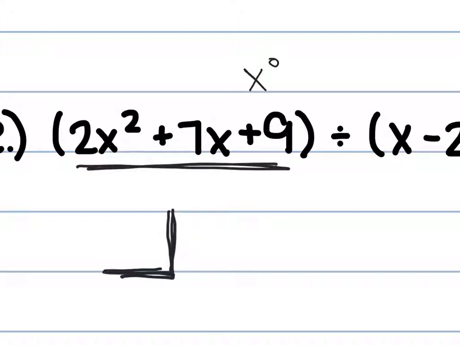The x to the 0 power will always be attached to the constant, or the actual number that is there. If there was no number, let's pretend there wasn't a number here, and it just said 2x squared plus 7x, then guess what? If that were the case, I could add 0x to the 0. But that's not the case. We don't have that. Looks like we've got everything that we need.